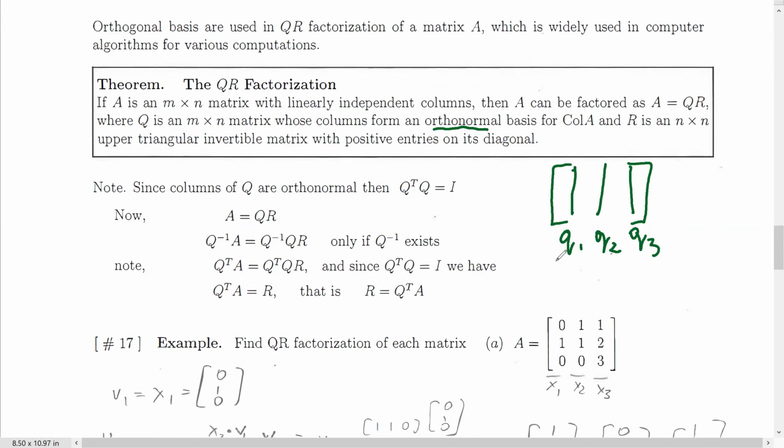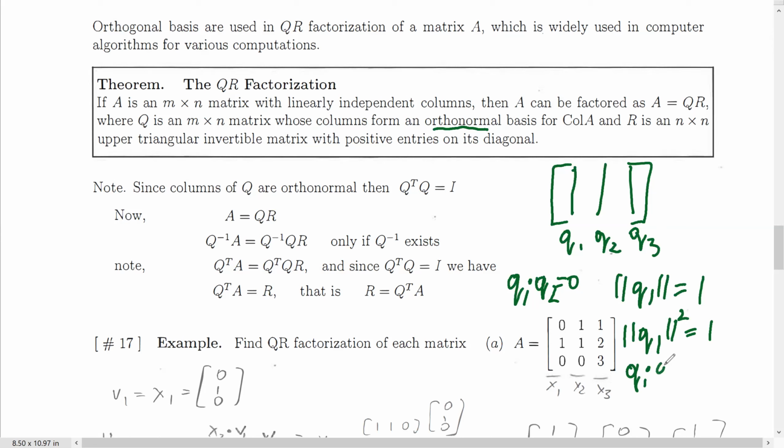What does that mean? Orthogonal means that the dot product of those two is 0. So Q1 dot Q2 is 0, Q2 dot Q3 is 0, and Q1 dot Q3 is 0. That means orthogonal. Orthonormal means that the length of each of them is 1. If we square both sides, the length squared must also be 1. Q1 squared must also be 1, but Q1 squared is nothing else but Q1 dot Q1. So that's what it means, okay?